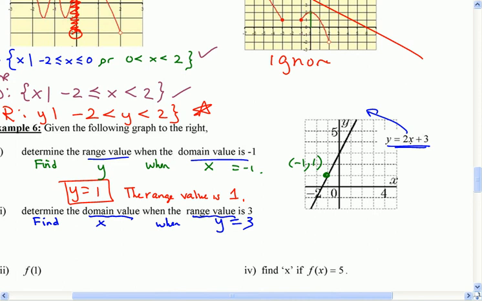For this question, if I asked you to look at the graph only, I want you to look along the y-axis and tell me where is y equal to 3. This is y equals 0. This is y equals 1. y equals 2. Where's y equals 3? Right here. Which means your y coordinate is 3, but what is your x coordinate for this point? 0. There you go. So what's x equal to? 0. So the domain value is 0.